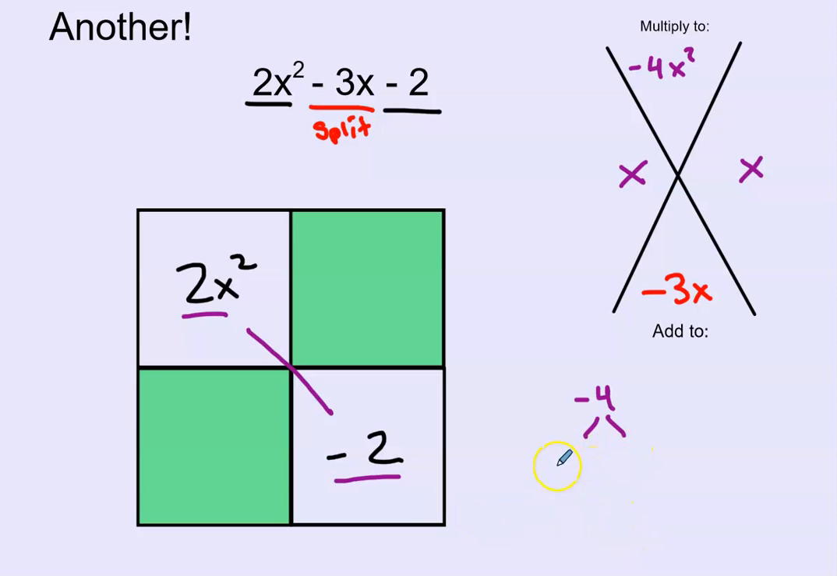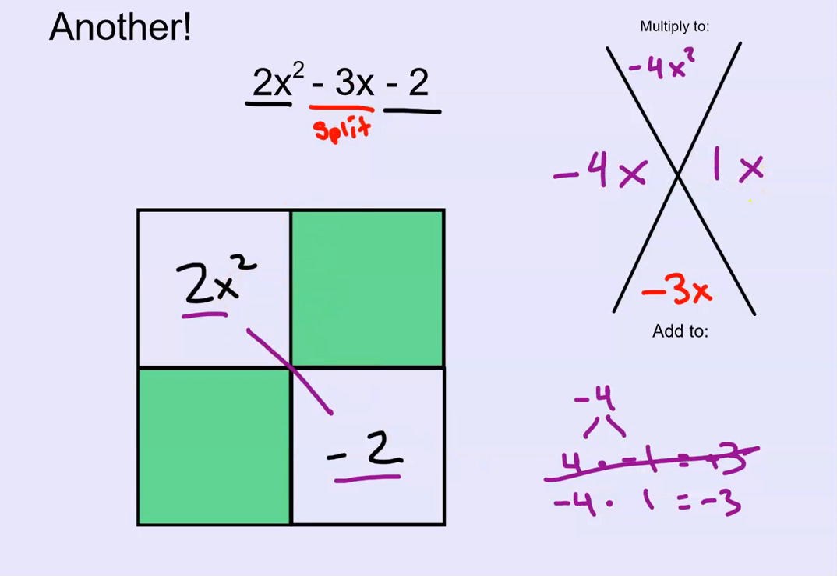Let's try. Well, 4 times negative 1, that multiplies to negative 4. But you'll see that adds to positive 3. So that's not right. What about negative 4 times positive 1? That multiplies to negative 4, and it adds to negative 3. So that must be right. So we get negative 4 and 1.